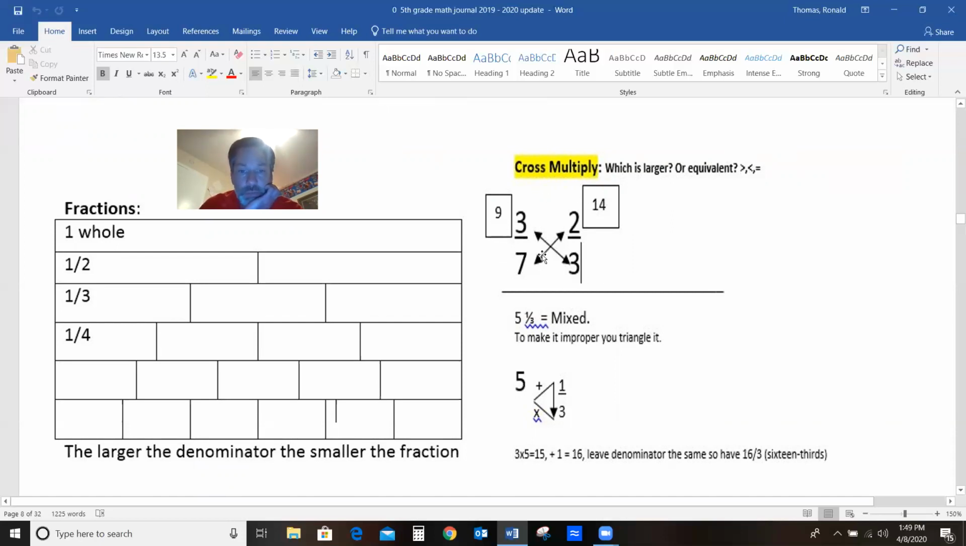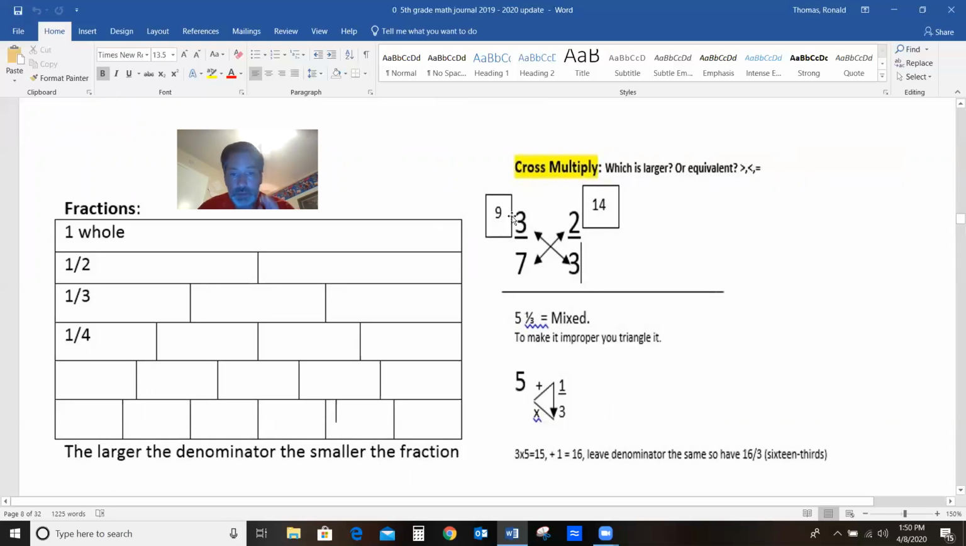See how I'm cross multiplying? I'm not multiplying, I'm cross multiplying. They're not the same thing. This is just to tell if they're bigger, smaller, or the same. The comparison symbols. So 3 times 3 is 9. 7 times 2 is 14. Try some other ones. We'll try some other fractions. Pause this video. We'll do some other examples.